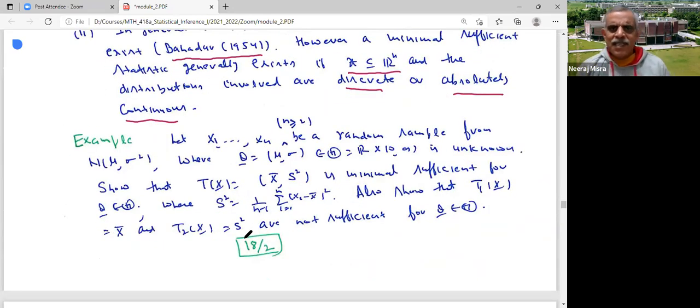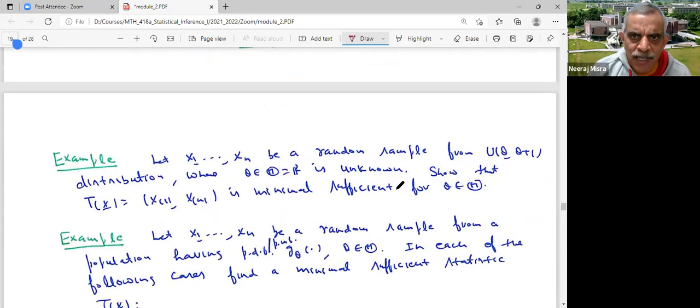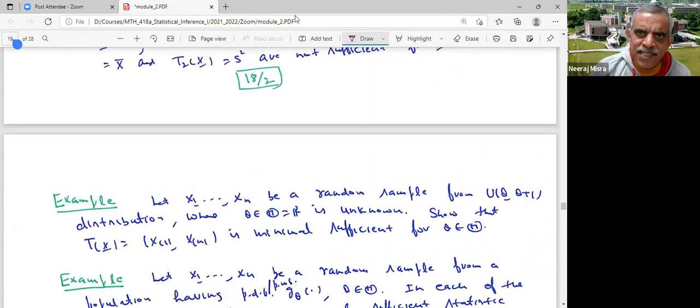So this is a normal example. Let me see another example: theta plus 1, and X1 and Xn is sufficient. Let me take these examples, and then I can take a binomial example, and then I can leave the rest for you.